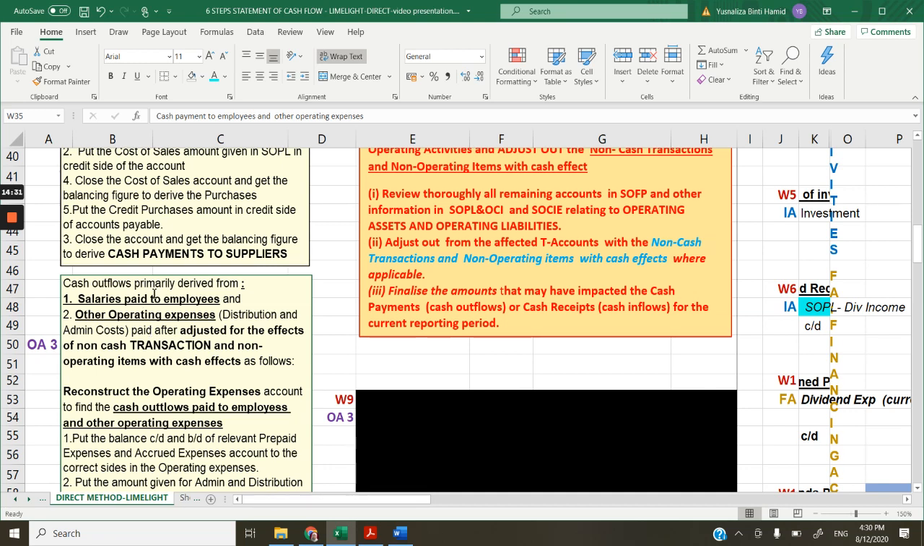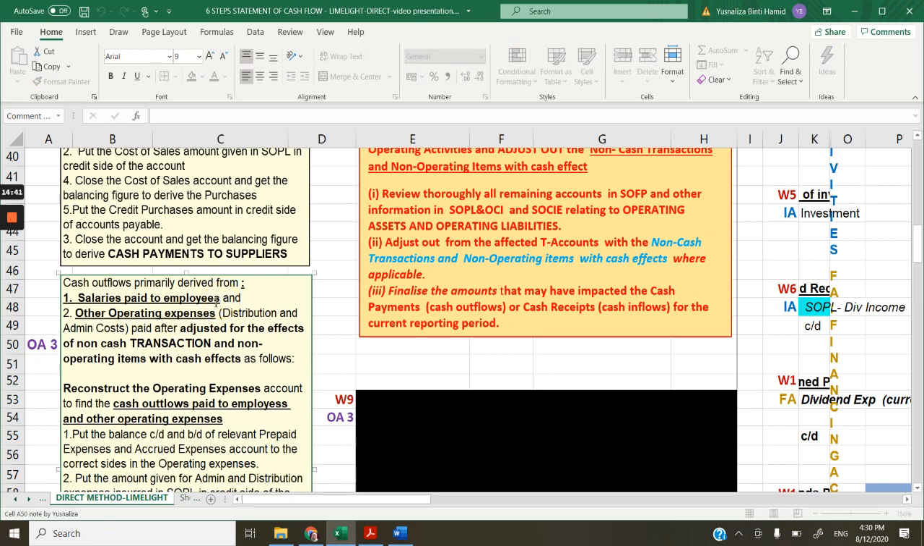Same goes for your employees. How much are the salaries that were actually paid? But you need to adjust for any accrued or prepaid expenses for the salaries. Yeah, you need to go and adjust that. In case you have any accrued or prepaid, you need to adjust for that, with maybe your accruals, and I just add up here prepayments, some details for you.